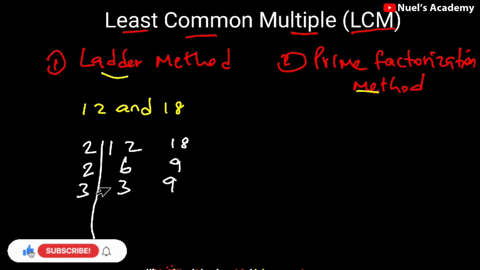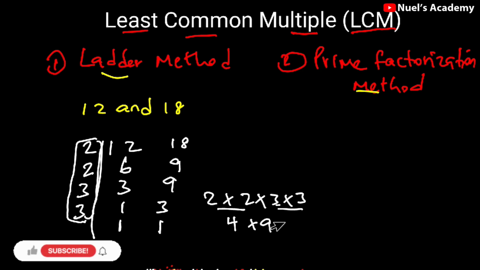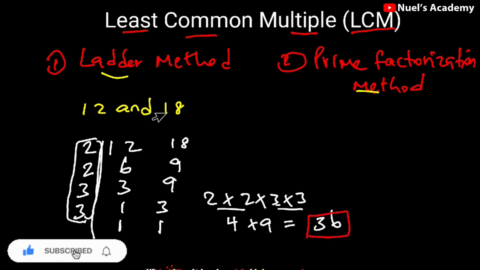Now we are done with 2. 3 divided by 3 is 1. 9 divided by 3 is 3. Again, 1 is over, then 3 divided by 3 is 1. So the LCM is the product of all these divisors. It's going to be 2 times 2 times 3 times 3. 2 times 2 is 4. 3 times 3 is 9. 4 times 9 is 36. So you can see that 36 is the LCM of 12 and 18.